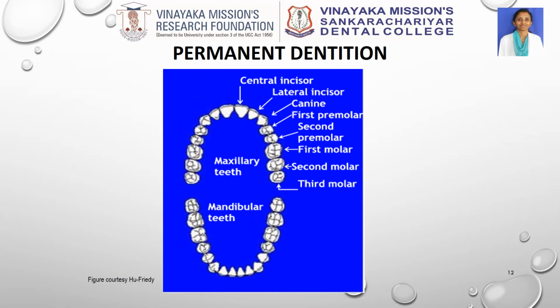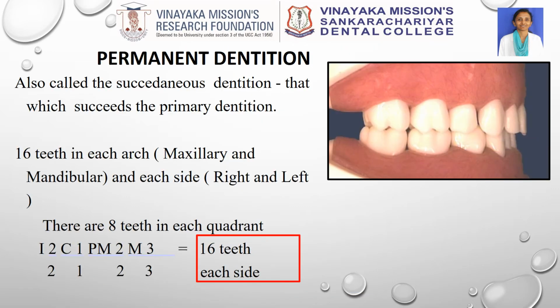This is a picture showing the permanent dentition. Here you can see 32 teeth, 16 teeth in the maxillary arch and 16 in the mandibular arch. And all the teeth by names are marked here. The permanent dentition is also called succedaneous teeth or adult teeth, and there are 16 teeth in each arch.